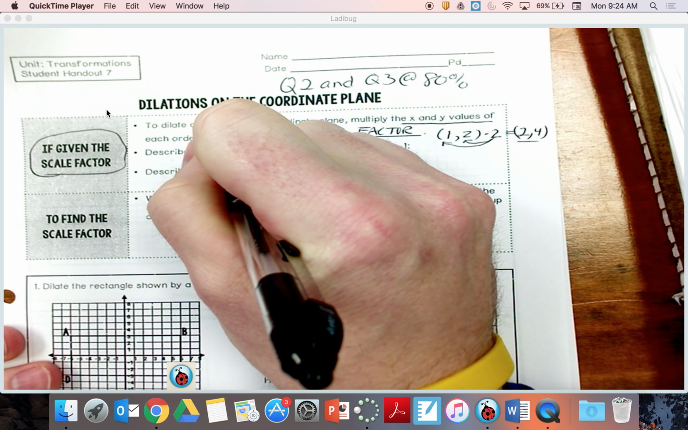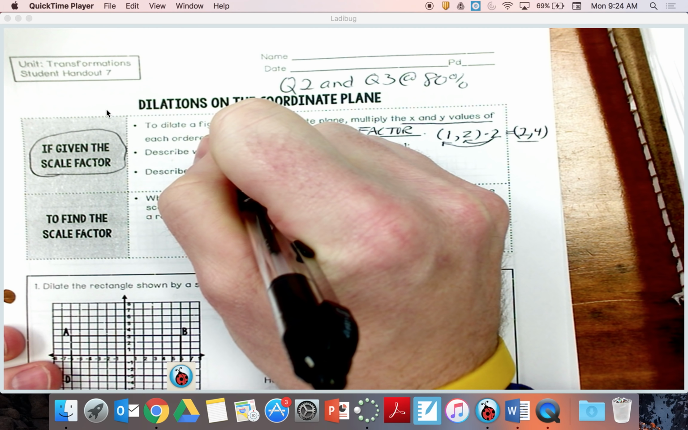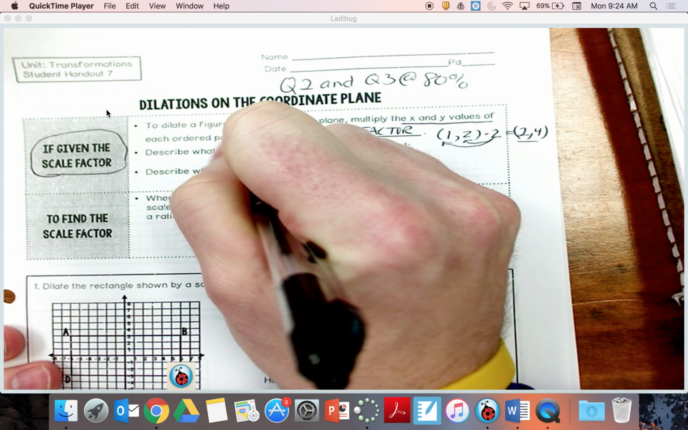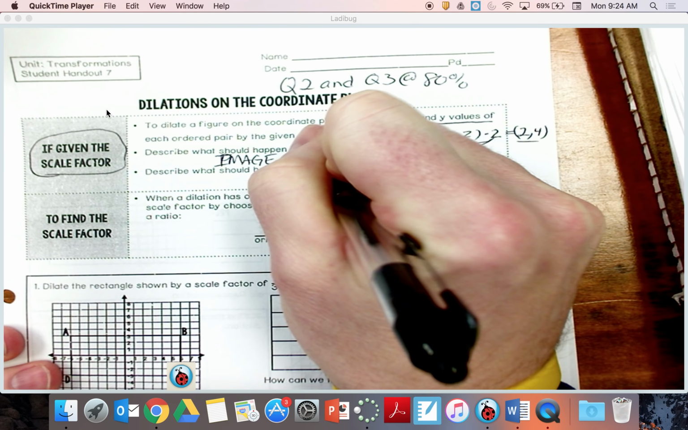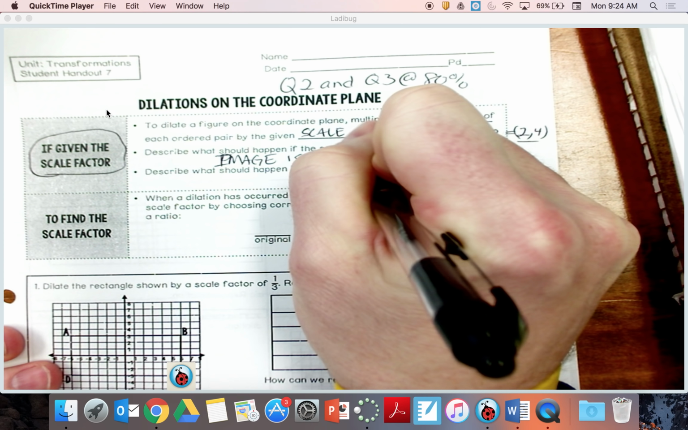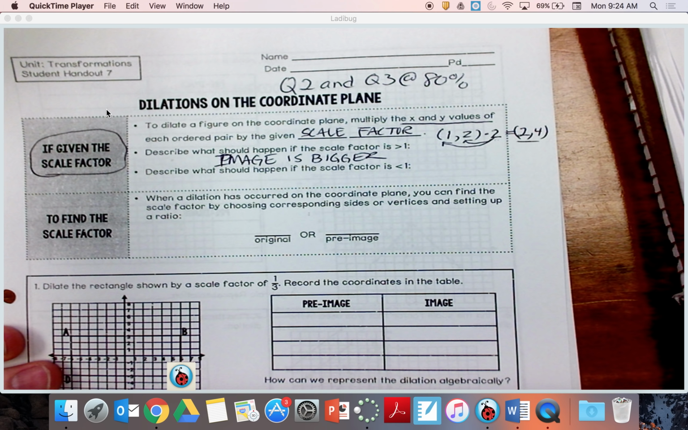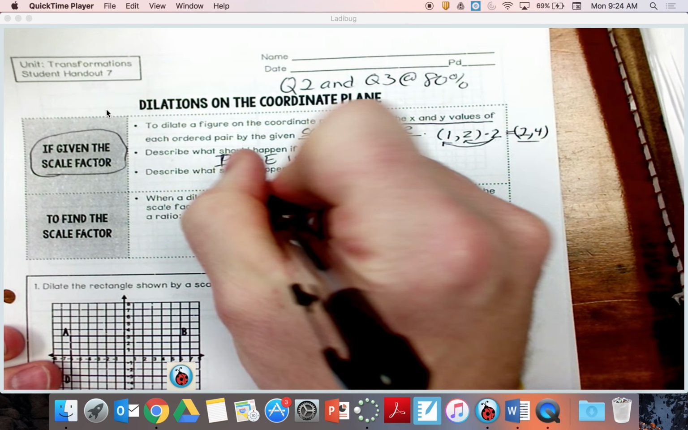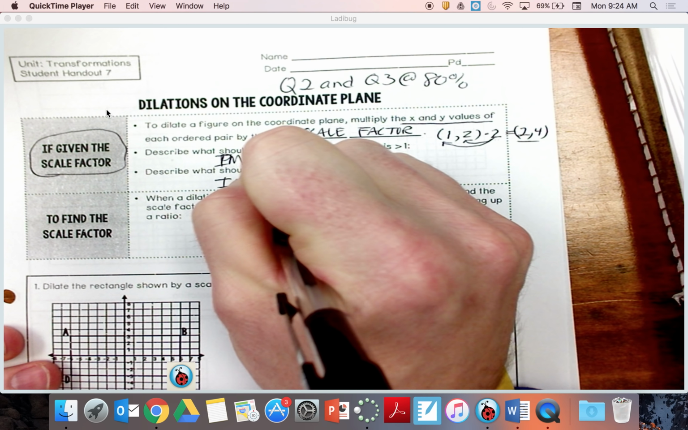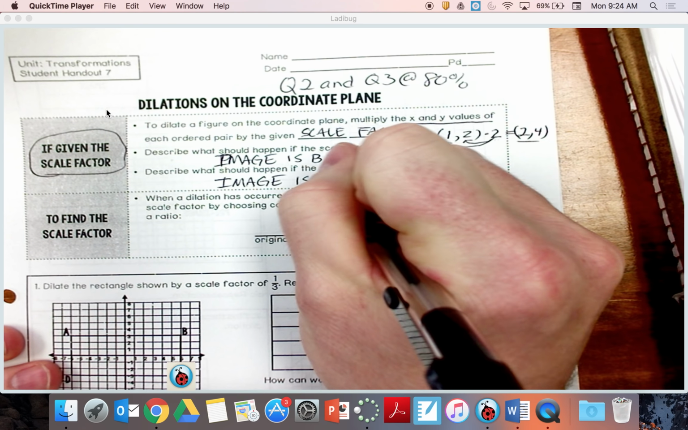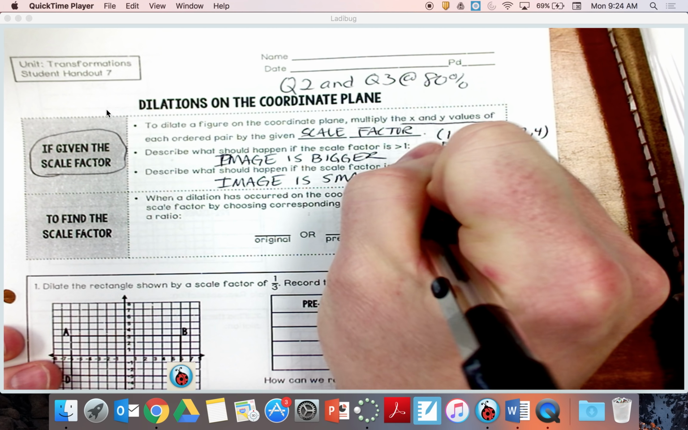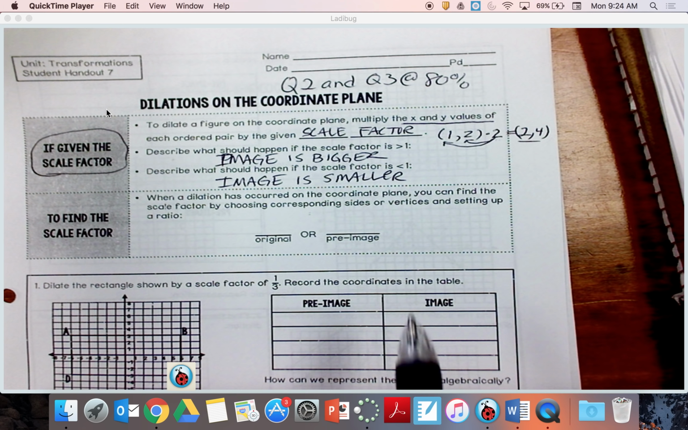And obviously we talked about what happens if the scale factor is bigger than 1. Our image actually is going to be bigger. And if the scale factor is less than 1, our image should be smaller. So that just kind of helps you there in that case. If it's bigger than 1, you know you're going to get bigger. If it's less than 1, you know you're going to get smaller.